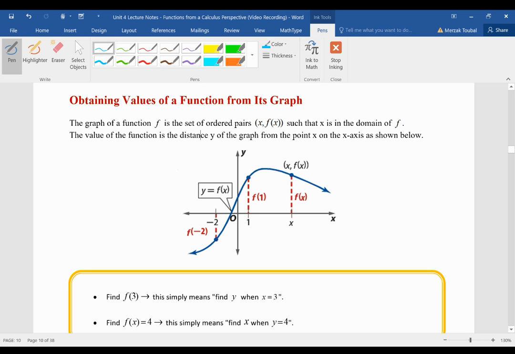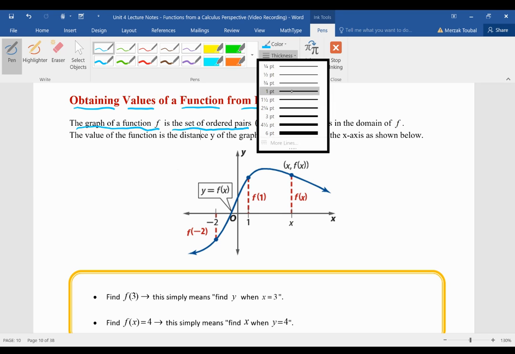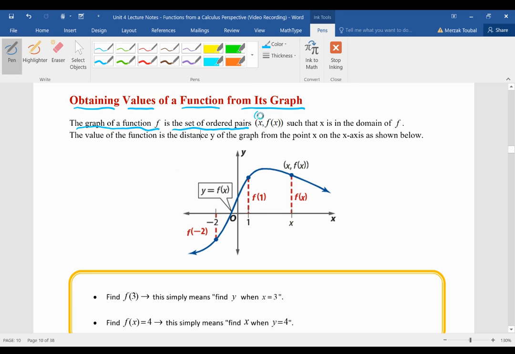Hi, in this presentation, we are going to learn how to obtain values of a function from its graph. The graph of a function f is a set of ordered pairs x, f of x. In other words, x, y. Y or f of x mean the same thing, such that x is in the domain of f.